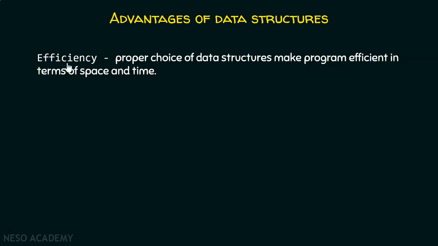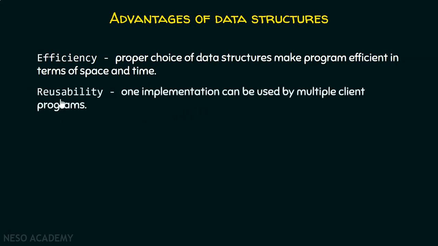First advantage is efficiency. We know that proper choice of data structures makes a program efficient in terms of space and time. Proper choice of data structure is very important. This leads to space and time efficiency. Second advantage is reusability. One implementation can be used by multiple client programs. Just one data structure can be used by multiple client programs. So reusability is also provided by data structures, right?